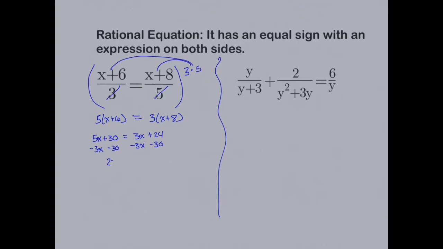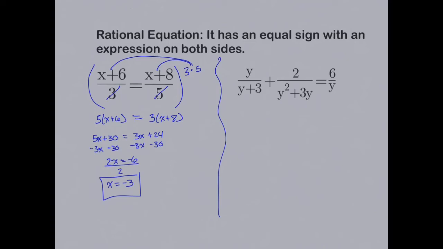So we get 2x is equal to negative 6, divide by 2, and we get x is equal to negative 3. Now remember, on this problem, because we had constant numbers in our denominator, there were no restricted values or critical values, so that's why we didn't find those. So there's our answer right there.